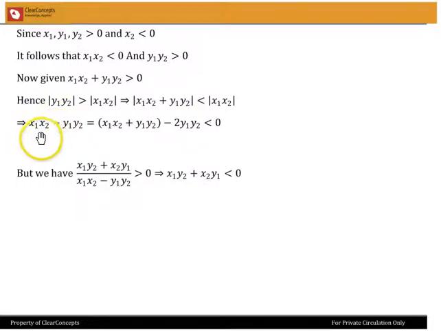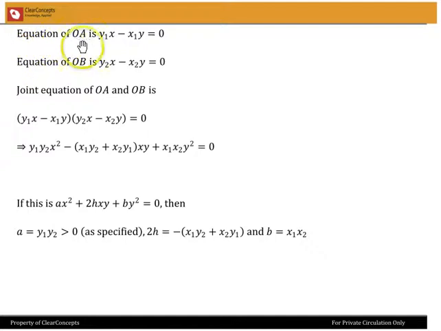So now subtracting 2y1y2, we have x1x2 − y1y2 equal to x1x2 + y1y2 − 2y1y2, that will be negative. But remember what we had earlier? This is the earlier expression, and we have realized that the denominator is negative. If the whole expression is positive, that means the numerator must be negative as well.